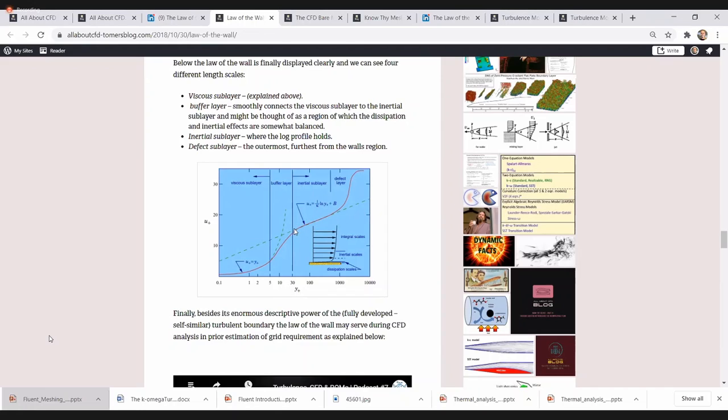And the inertial range starts at y plus 30, but it doesn't have a defined ending. The larger the Reynolds number is, the larger the extent of the log layer is. But we still have to maintain the right resolution, okay? So if we have a low Reynolds number, maybe the inertial sublayer or the log layer ends at y plus equals 400.